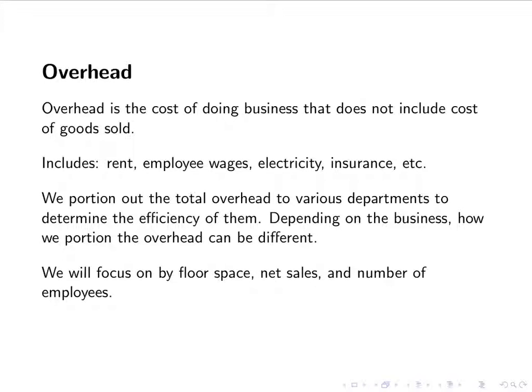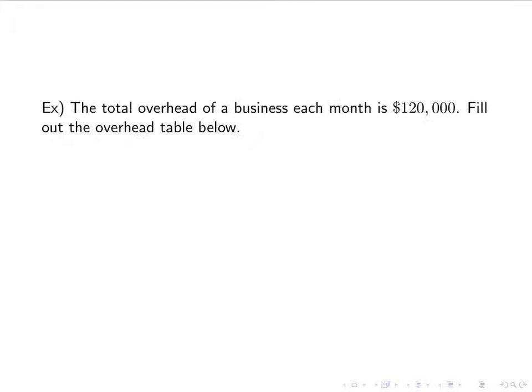We're going to focus on 3 ways. The first is by floor space, then by net sales, and then the number of employees. The process will be the same. The only difference is one column in our table. So I'll show you what I mean in an example.